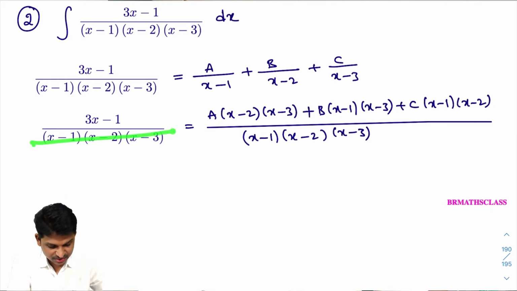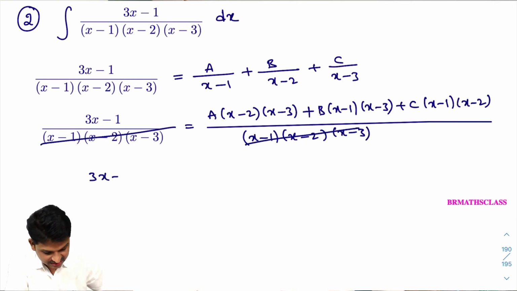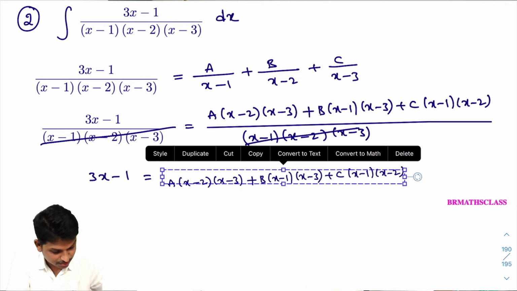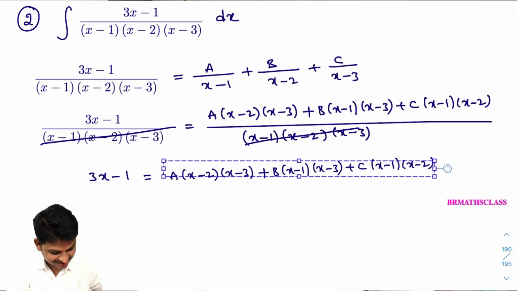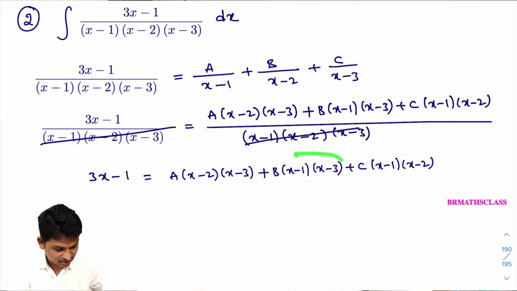Now look here, the denominators (x minus 1)(x minus 2)(x minus 3) will get cancelled. What will you get? You will get like this: 3x minus 1 equals, why write all these things? We will copy. Check it, did all plus and minus come correctly or not? A into (x minus 2)(x minus 3) plus b into (x minus 1)(x minus 3) plus c into (x minus 1)(x minus 2).